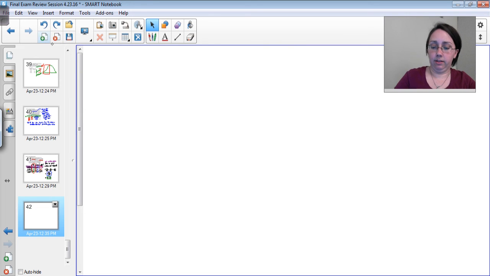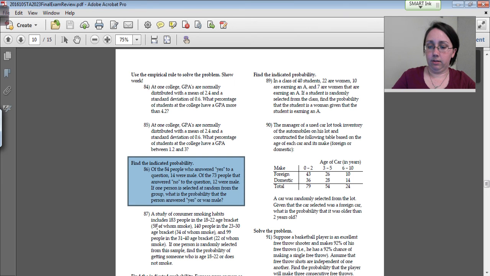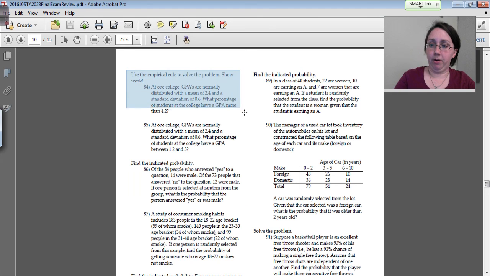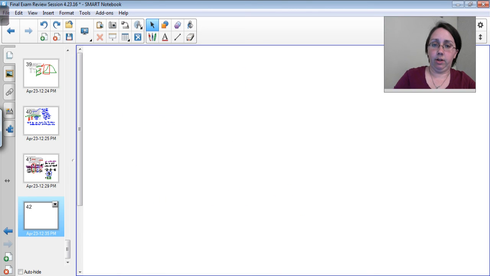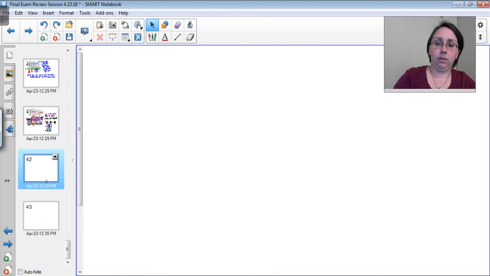Next, figure 84. Empirical rule. Read the directions.